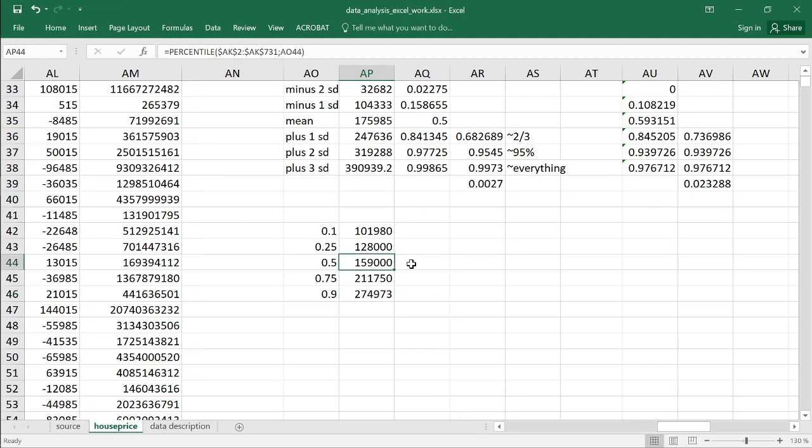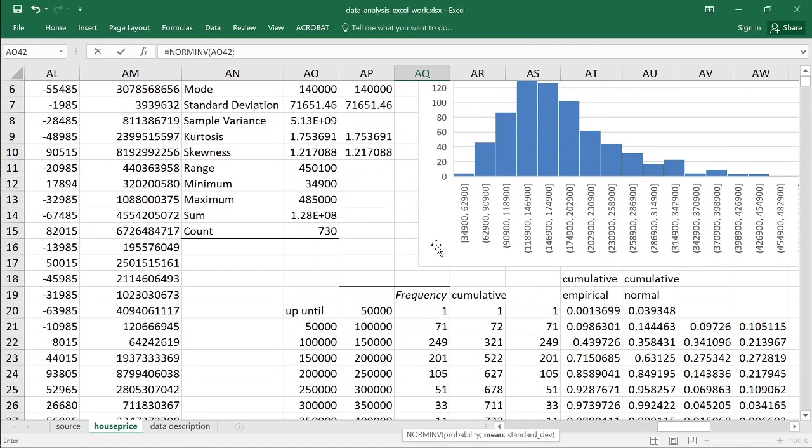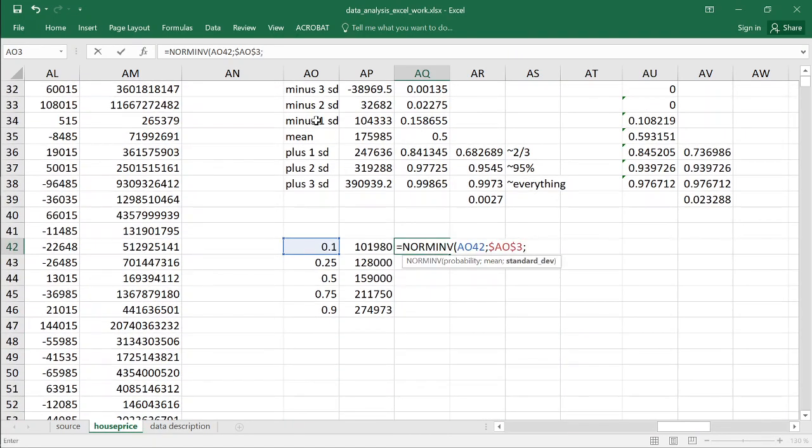Note that the computation that we do here does not require any assumption about the data, but we could use an assumption, like we could say what is the corresponding percentile if we assume that the data is normally distributed. And in that case, we can use the function norm inverse. This is the equivalent to a percentile, but this time assuming a normal distribution. So what we need to provide is a probability, and as we know from a normal distribution, it's completely characterized in terms of mean and standard deviation.